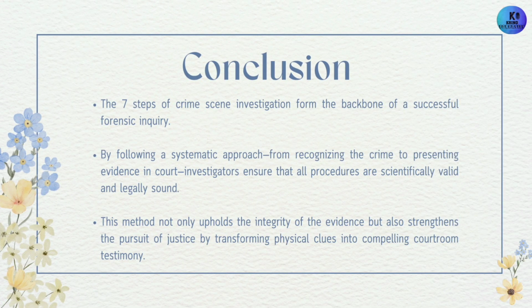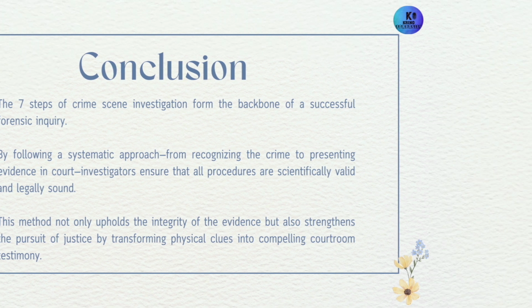To conclude, the 7 steps of crime scene investigation are like a roadmap that helps to solve crimes right away. From the moment when we come to know a crime has been found to the day the case is heard in the court, each step helps to make sure the evidence is real, safe, and useful. By following this process, investigators can find the truth, support the case with strong proof, and help to bring justice to the people involved in the case.